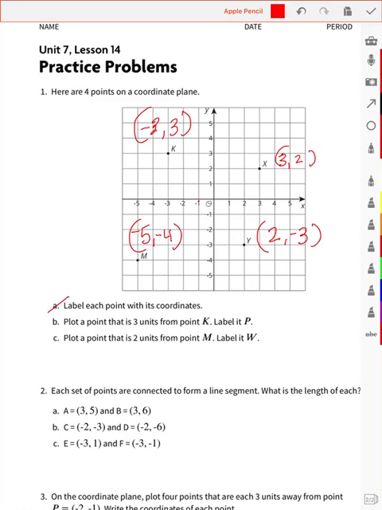We did that. B says plot a point that is 3 units from point K. So if this is K, any direction you could go. It could be 3 units down, it could be 3 units up, left or right. So I'm going to go 3 units from K. 1, 2, 3 would be (-6, 3). It says to label that P.